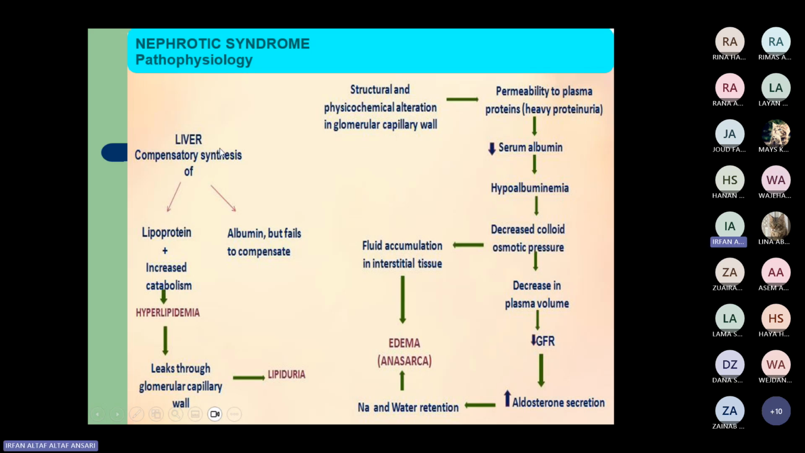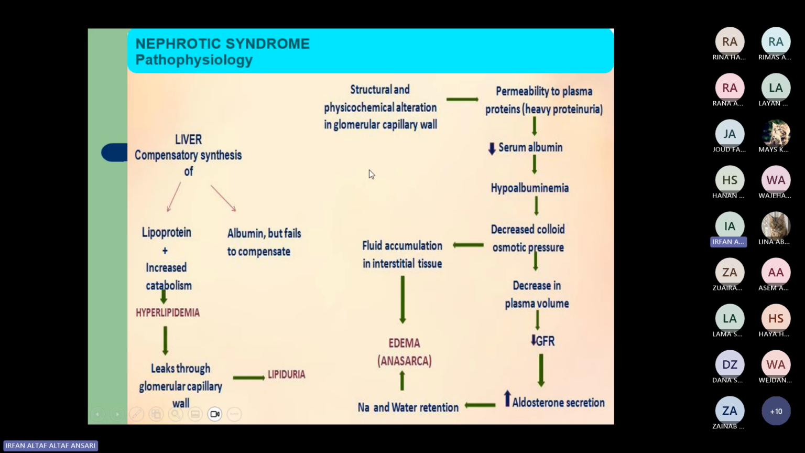In the liver, there is a compensatory synthesis of the lipoprotein. So there is increased catabolism. That will lead to the hyperlipidemia, and whenever there is a hyperlipidemia along with protein, this lipid molecule also will leak through the glomerular capillary wall. That will lead to the lipiduria. Liver also tries to synthesize albumin, but it fails to compensate the loss. So there is hypoalbuminemia. So this is the basic pathophysiology or basic pathogenesis of the nephrotic syndrome and different manifestations of the nephrotic syndrome.